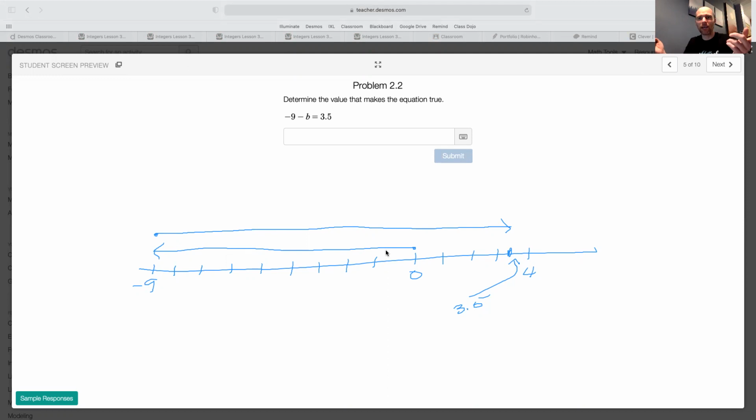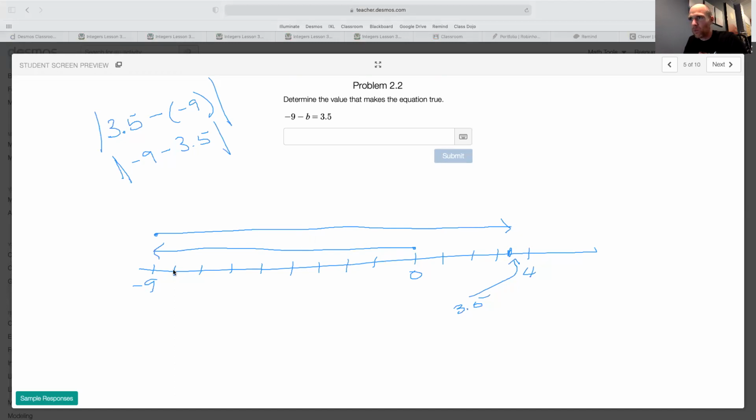So you could figure that out, right? How many spaces are there between negative 9 and 3.5? And you could do that using that distance formula where you go 3.5 minus negative 9 and then take the absolute value. Or you can do it the other way, negative 9 minus 3.5 absolute value. Both of those will get you the right answer. Or you can just count the length of this vector that I drew.